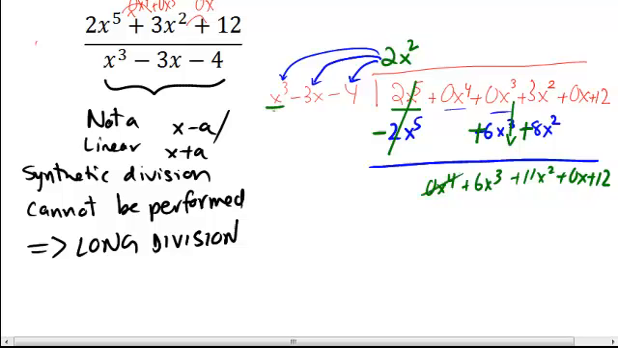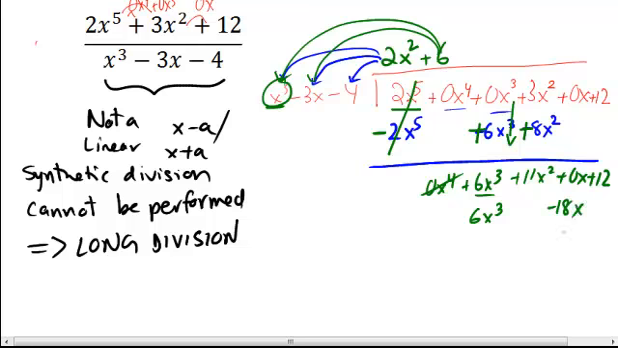6x cubed, you want to ask yourself, what do you have to multiply to x cubed to get 6x cubed? That would be plus 6. So you get 6x cubed. The next term would be 6 times negative 3x, which is negative 18x. So write it underneath the proper term. And then you have 6 times negative 4, which is negative 24. Change the signs. This becomes negative, positive, positive.